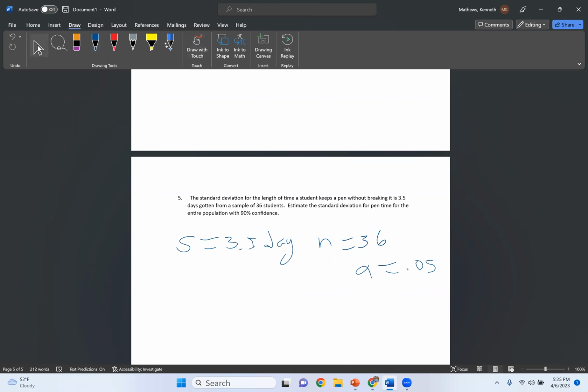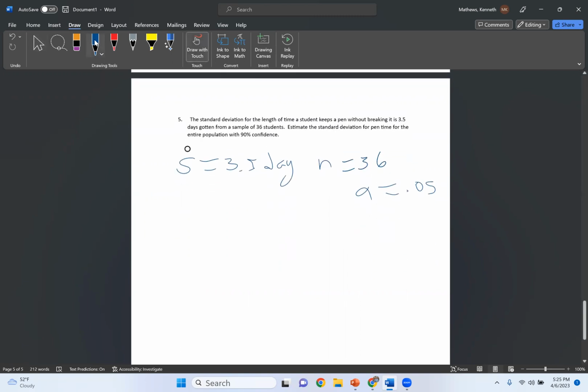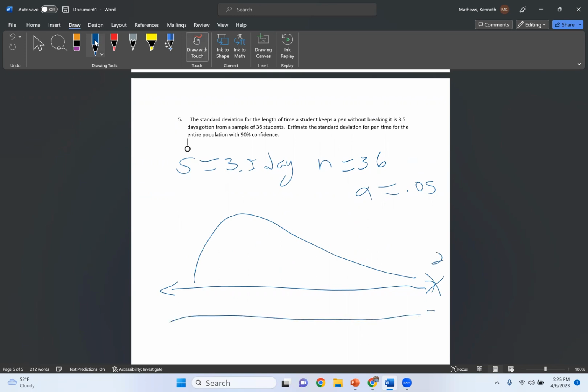All right, so now this is a chi-square distribution because we're estimating standard deviation. So this graph looks like a roller coaster, or if you're Landon, it looks like a whale, which I can't disagree with. So here's chi-square. Chi-square starts with a 0 over here. And the standard deviation that we're looking for is 3.5. If we're doing 90%, the area of this tail would be 0.05, and the area of this tail would be 0.05. The tail on the right is long and skinny. The tail on the left is short and stout like me.